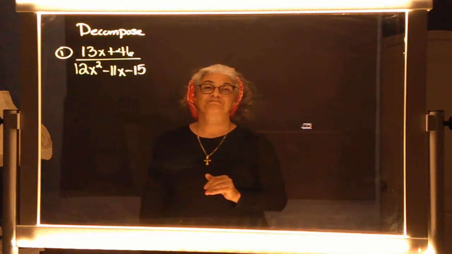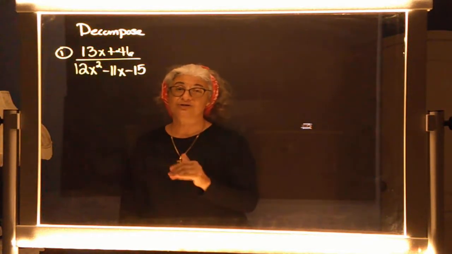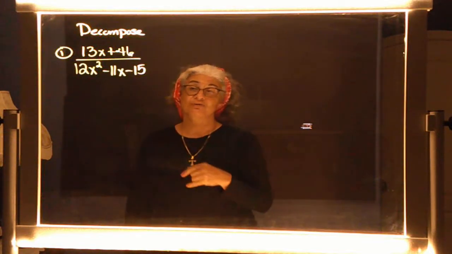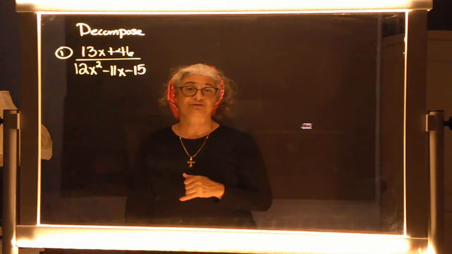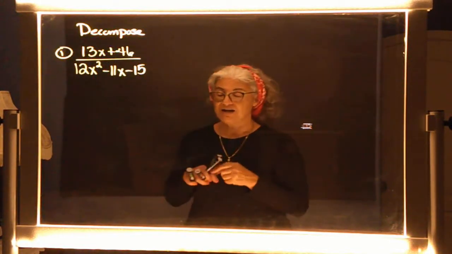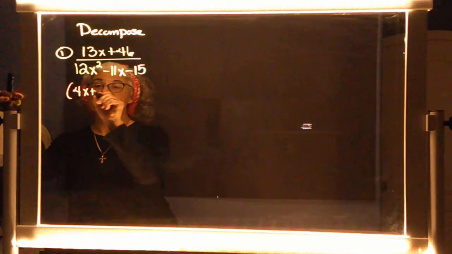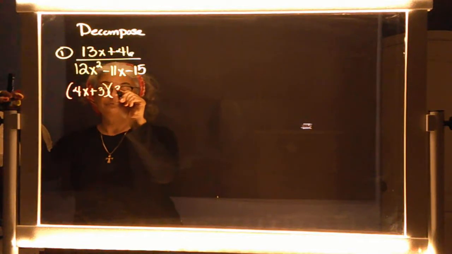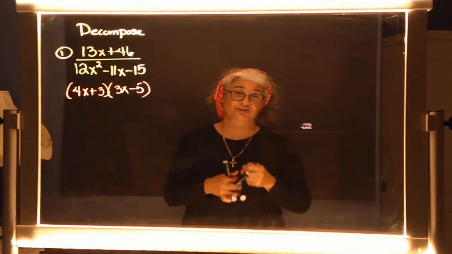Okay. What's the second step say to do? Yeah, if possible, factor the denominator. So you look at that denominator and you try to factor it. Pause the video, go try to factor it. Okay, you're back. You factored it, right? I know I did. I got it factored to 4x plus 3 times 3x minus 5. That's what mine factored to.